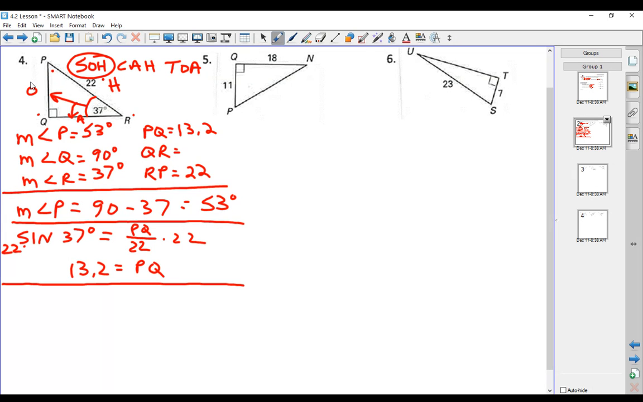Now, in order to find QR, QR is the adjacent side, and I know the hypotenuse. Adjacent hypotenuse is cosine. So I'm going to do the cosine of 37 degrees is equal to the adjacent, which is QR, over the hypotenuse, which is 22. And just like before, I'm going to multiply both sides by 22. And when I work this out on the scientific calculator, I come up with 17.6.